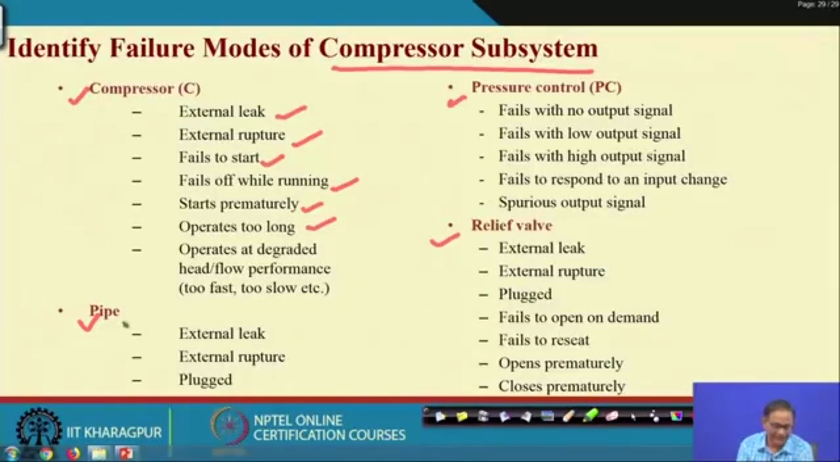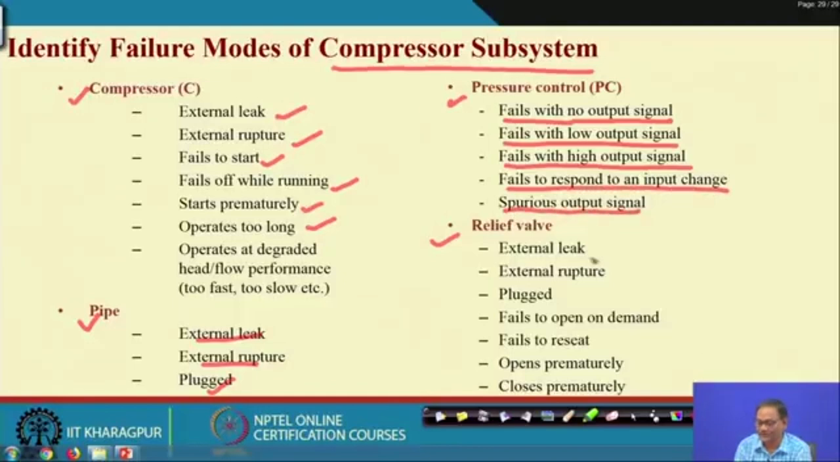Similarly, pressure pipe case: external leak, external rupture, plugged. Pressure control: fails with no output signal, fails with low output signal, fails with high output signal, fails to respond to an input change, spurious output. Then relief valve: external leak, external rupture, plugged, fails to open on demand, fails to reset, opens prematurely, closes prematurely. So, this is very exhaustive, a very good list, and I have taken it from a source and developed this long back. I will tell my scholar to find the resource, because I tried a lot but could not get it.